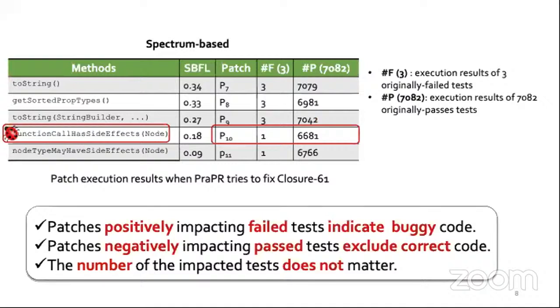Well, from this table, we can have some interesting findings. Firstly, we find that the patches, even the not plausible ones, which positively impact the failed tests might indicate the potential buggy code locations. On the other hand, the patches which negatively impact the passed tests might exclude the correct code locations. At the same time, we find that the detailed number of the impacted tests does not really matter; they're not that related to the suspiciousness of code locations.